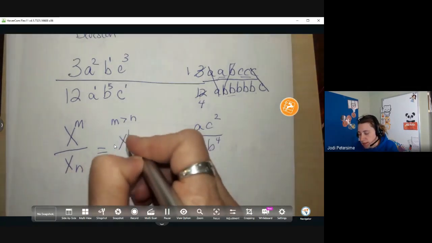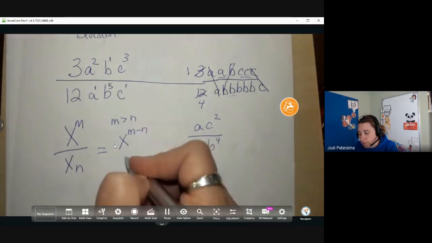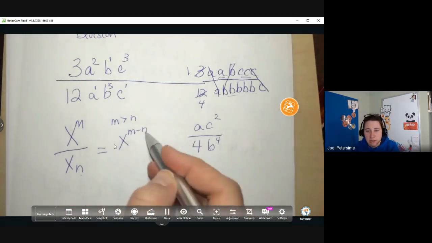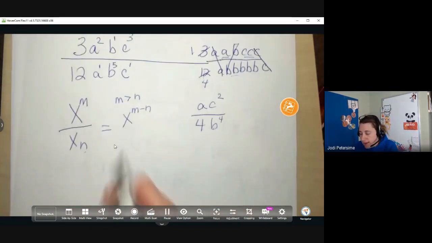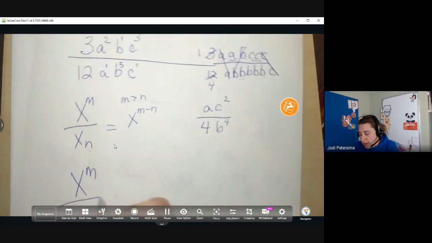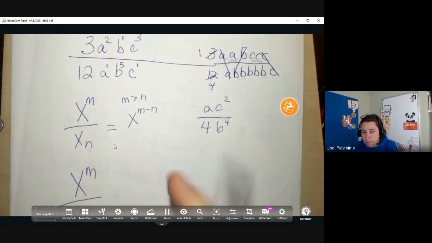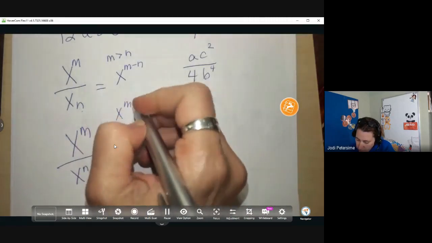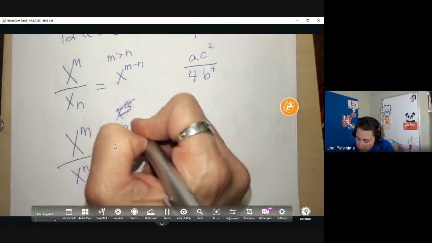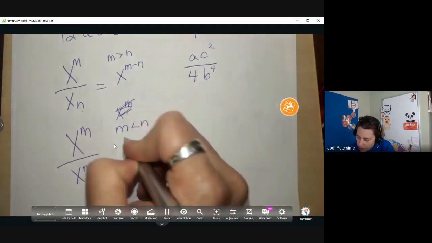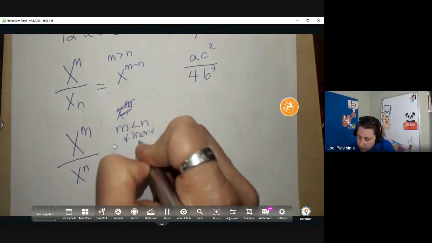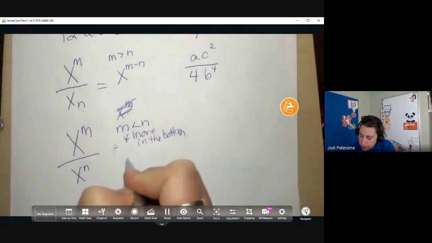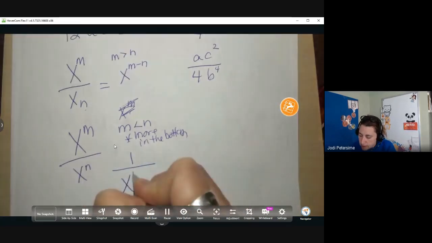It's going to be x to the m minus n, because I'm subtracting those exponents, and once I get that, it's going to be up top. Now, if I had x to the m over x to the n, and I had more in the bottom, and m is less than n, so more in the bottom, I'm going to have 1 over x to the n minus m.